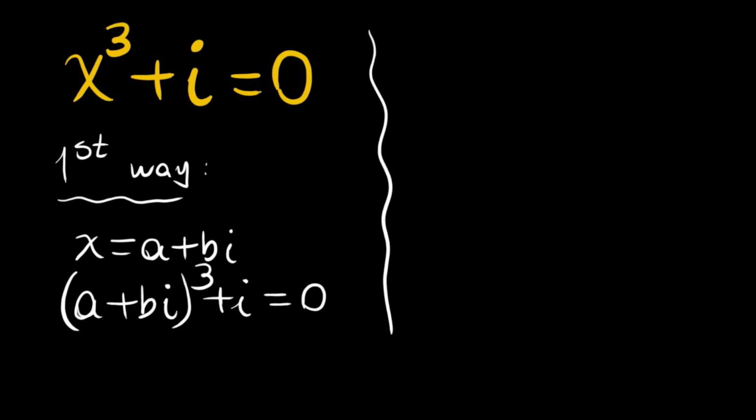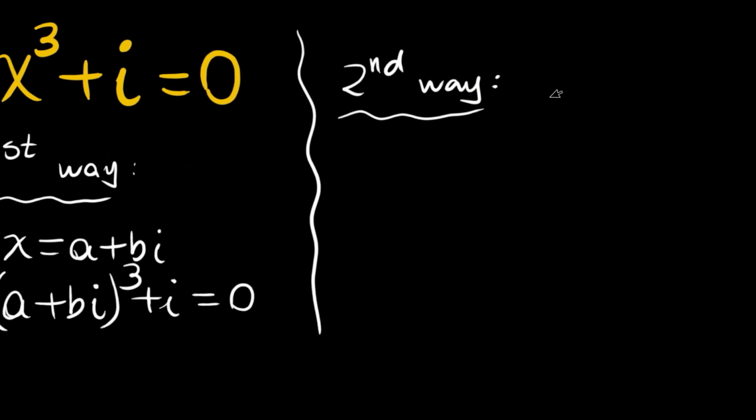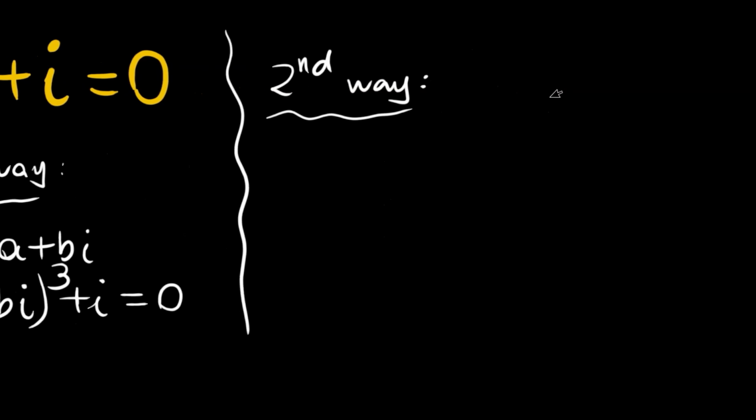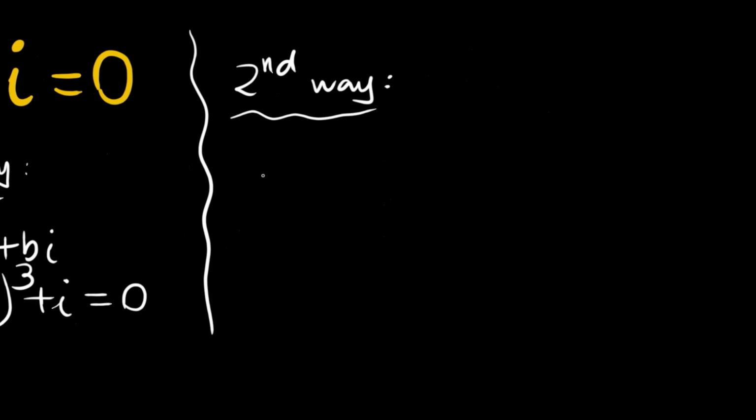The second way, we'll try to use factorizing our cubic and find our roots. Now, my friends, this x cubed plus i cannot be factored in this way, but remember we have i cubed is equal to negative i, or we can say i is equal to negative i cubed.